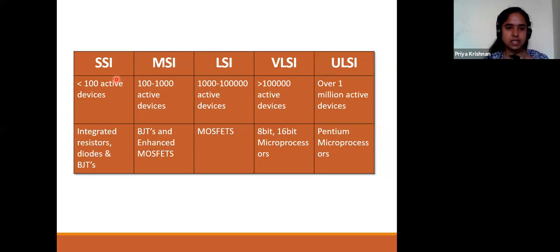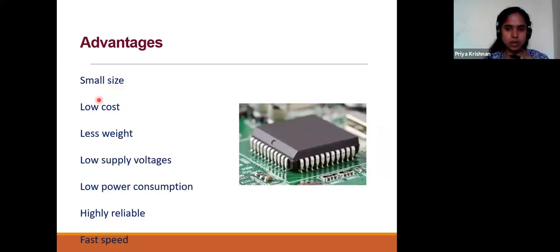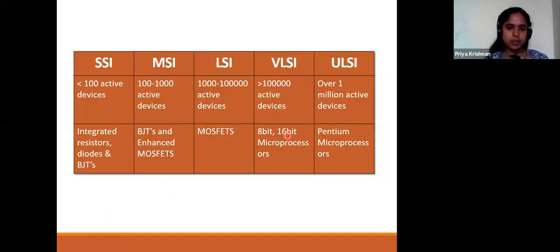So we have SSI, small scale integration, where I can occupy less than 100 components inside the small chip. What is a chip? You all know this is the chip, integrated circuit. For the large scale or ultra large scale, a Pentium processor is given as an example here. It can occupy so many devices, where it falls under the same law. I hope you all know the law. It is Moore's law.